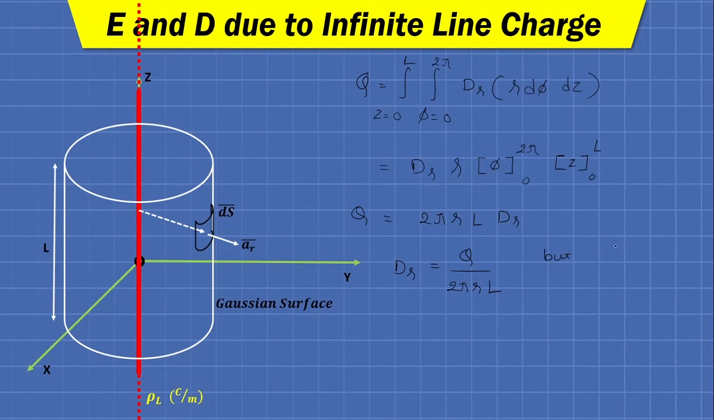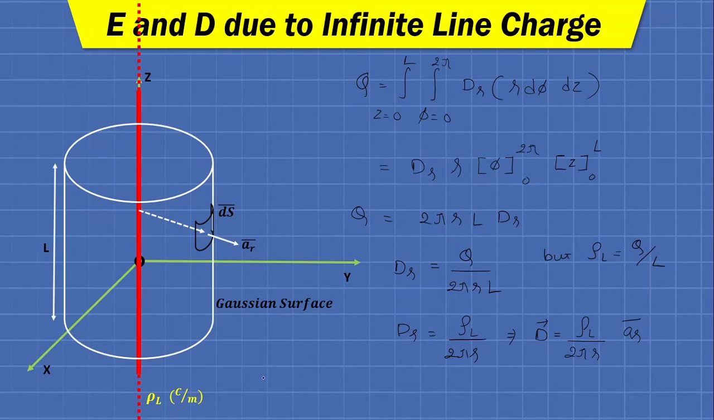We have rho L as a line charge density, which is nothing but Q by L. So replacing Q by L with rho L, we have D_r equals rho L upon 2 pi r, and in vector form we can write the flux density as D_r into a_r bar, so rho L upon 2 pi r a_r bar.